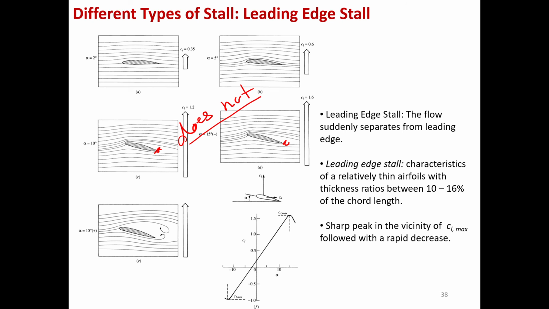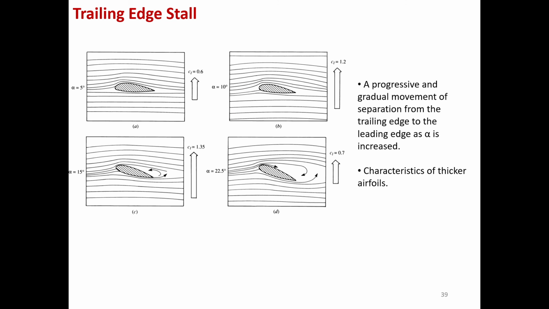Because of this sudden change, you will see a very sharp peak in the CL versus alpha plot, and it will follow a very rapid decrease because of this very sudden separation of the flow. Okay, but we also have the trailing edge stall, where the flow separation starts from the trailing edge.